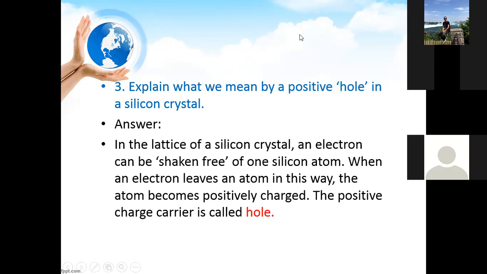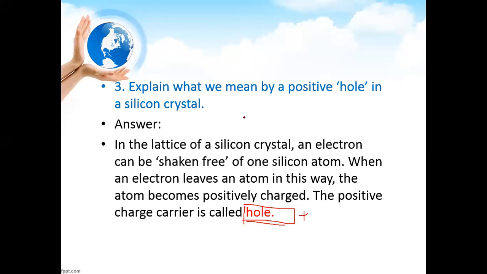In the lattice of the silicon crystal, an electron can be shaken free of one silicon atom. When an electron leaves an atom in this way, the atom becomes positively charged. So the positive charge carrier is called a hole here. A hole is a positively charged carrier in semiconductors. We don't have these charge carriers in other materials, like in metals. In a conductor you don't have it, but in semiconductors you have holes and electrons. Holes are positive charge carriers, electrons are negative charge carriers. Don't forget that.